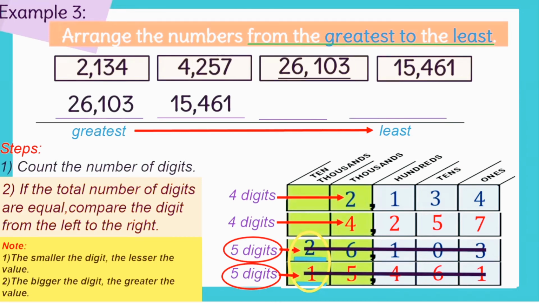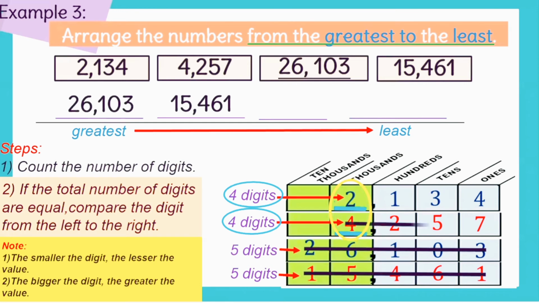We have the remaining two numbers. Both have 4 digits. So let's compare the digits in the thousands place. The 2 and 4 are not the same. So let's stop and compare which one is greater. 4 is greater than 2. So therefore, this whole number, 4,257, will be the third in the line. And the remaining number, 2,134, will be the least number. So this is the example of the numbers from the greatest to the least.